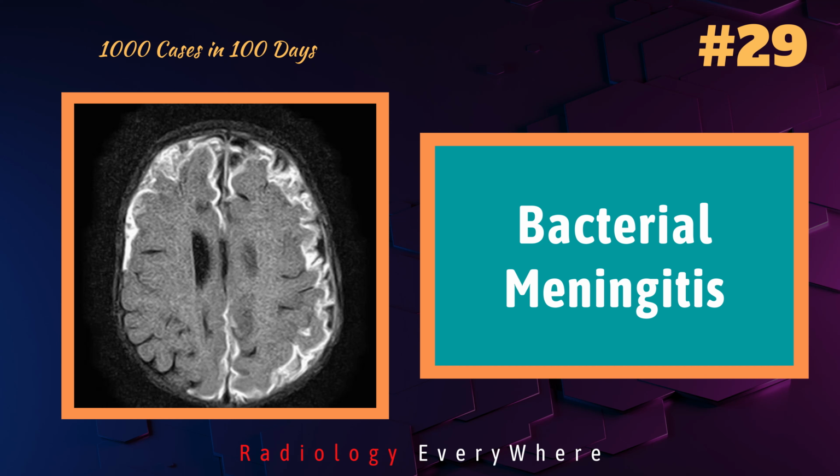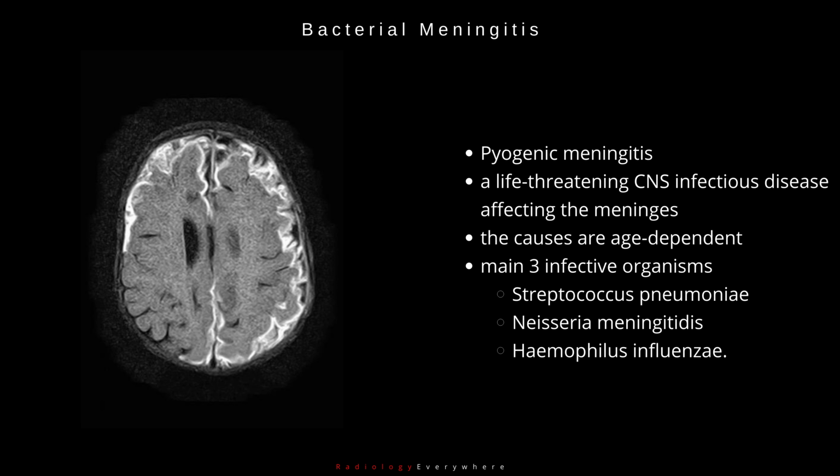In this video, we discuss bacterial meningitis. It is also called pyogenic meningitis. It is a life-threatening CNS infectious disease affecting the meninges. The causes are age-dependent. Main three infective organisms are Streptococcus pneumoniae, Neisseria meningitidis, and Haemophilus influenzae.